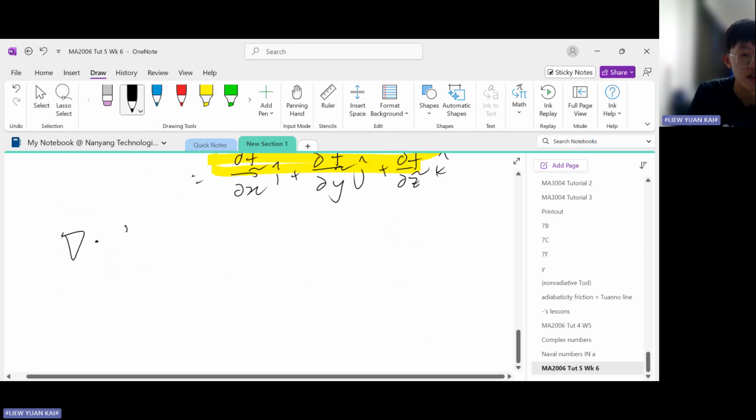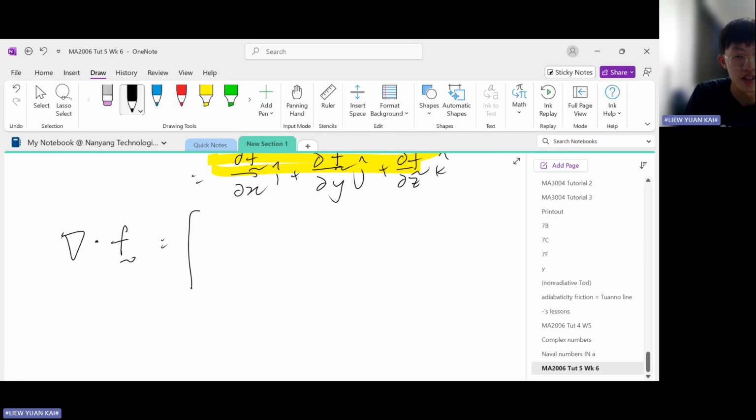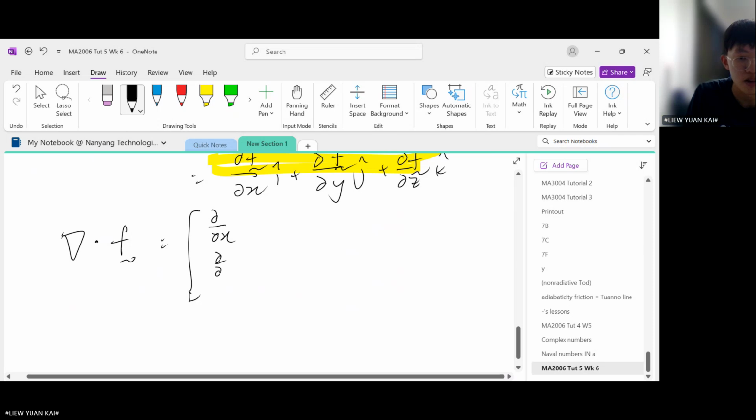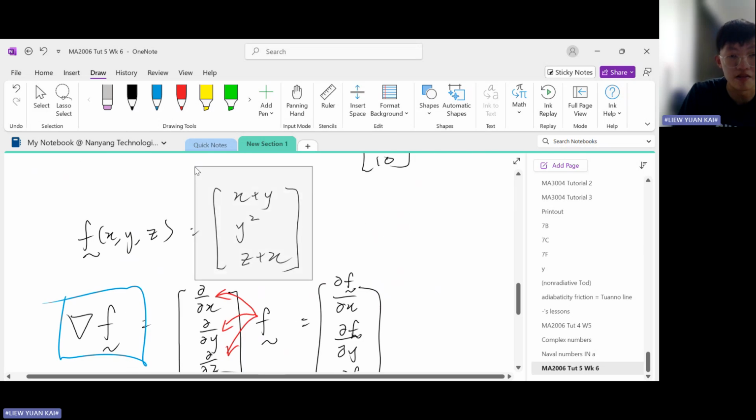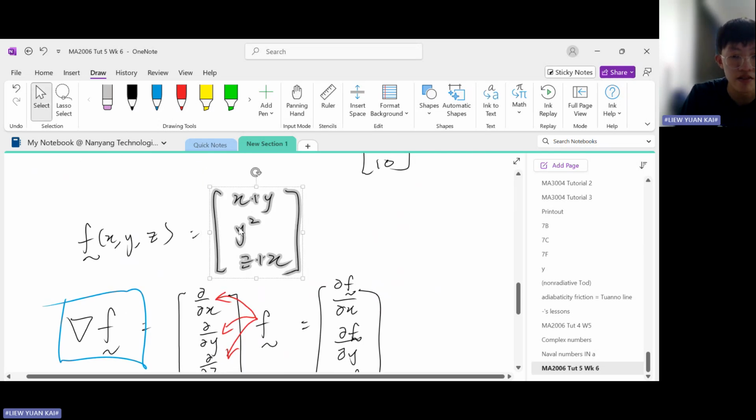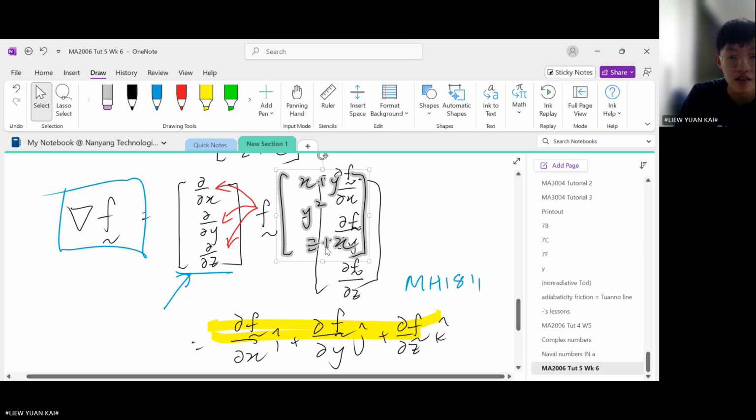And then same with nabla dot f. Okay, nabla dot f means, let's replace nabla with its definition, namely partial x, partial y, and partial z. Okay, so if I dot it with f, now I can substitute this in. So I'll substitute f into here.